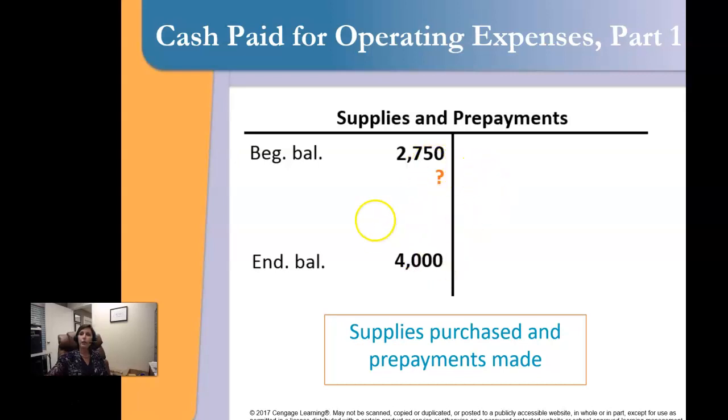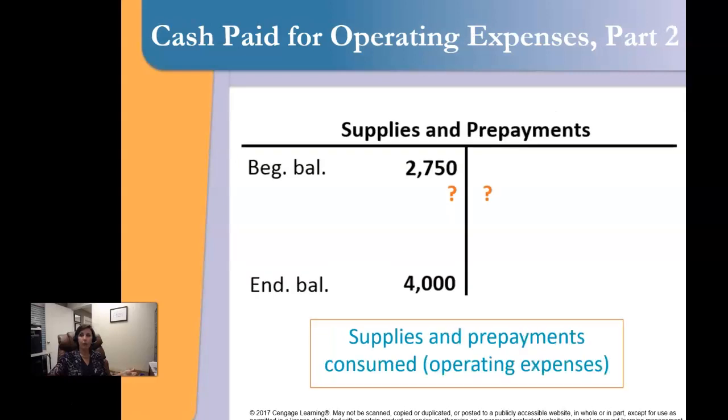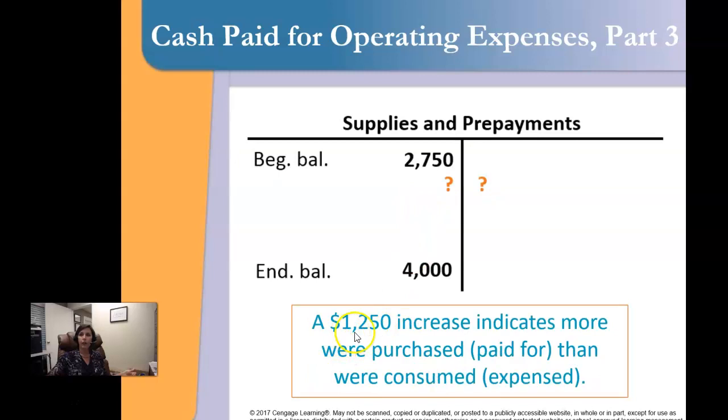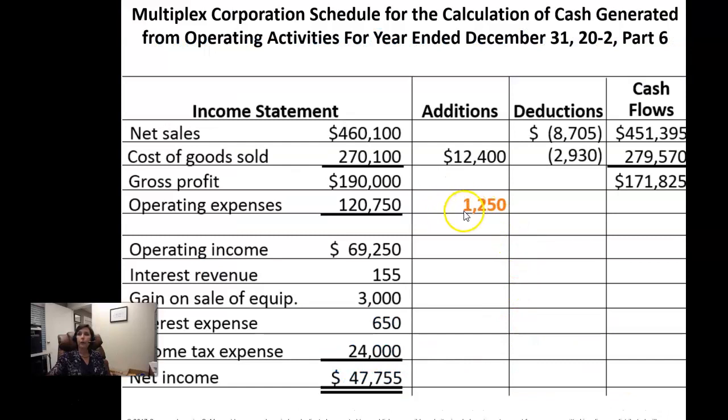And so now we need to figure out what combination of purchases and use gets us to our ending balance of $4,000. So obviously we bought more than we used, and if we bought more, then we must have less cash as a result of having bought more stuff. So this $1,250 increase indicates that more was purchased than was used up. So we've got this $1,250 here at our operating expenses.